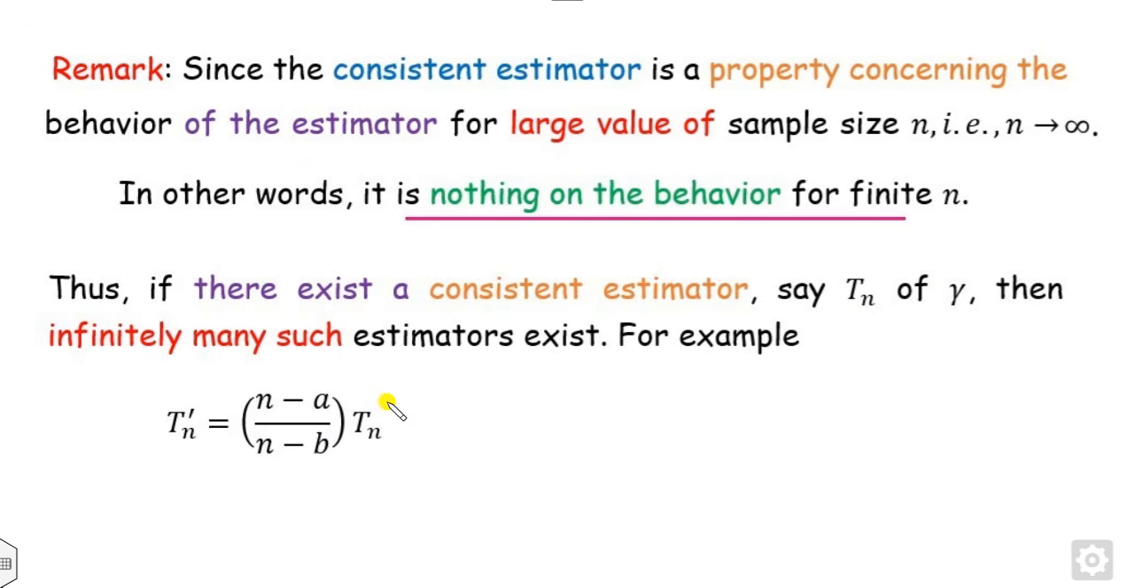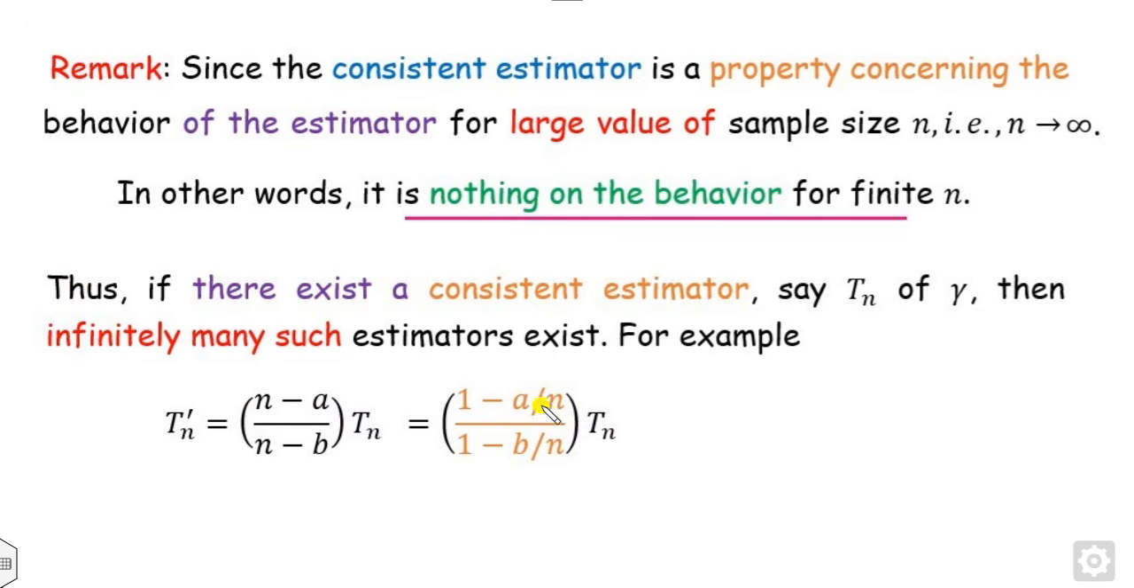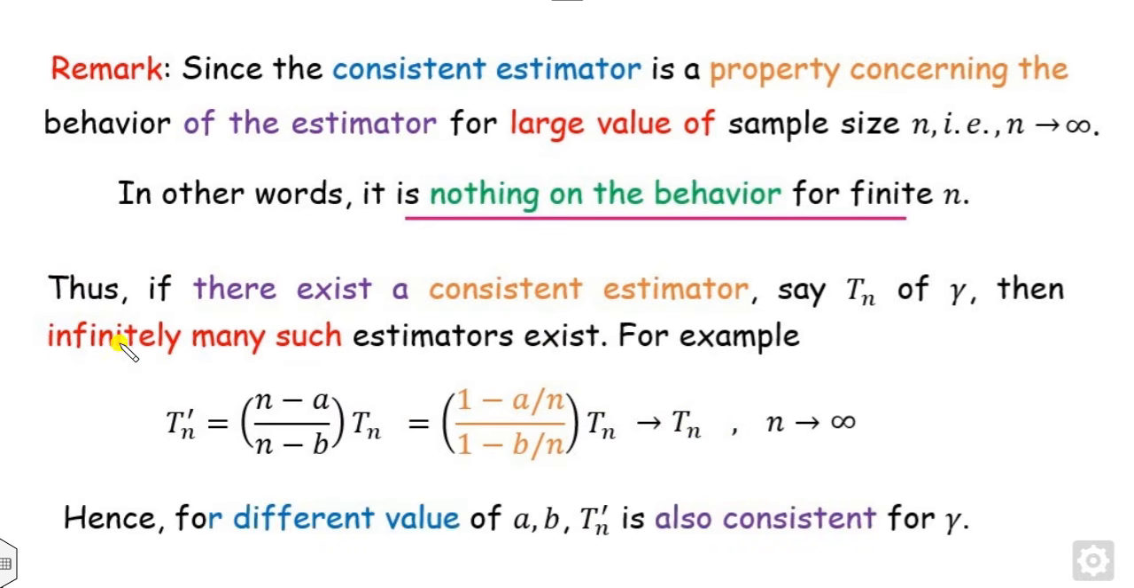For example, if Tn is a consistent estimator of gamma, we can define some new estimator Tn dash using it. Then we can clearly see that whenever n approaches infinity, this extra part becomes 0 and this goes to gamma. Since Tn is the consistent estimator, Tn dash is also a consistent estimator irrespective of the values of a and b. You can take a as 2, 3, 4 and so on, and this is also a consistent estimator. So hence, if Tn is a consistent estimator, there are infinitely many such estimators, because n is infinite.